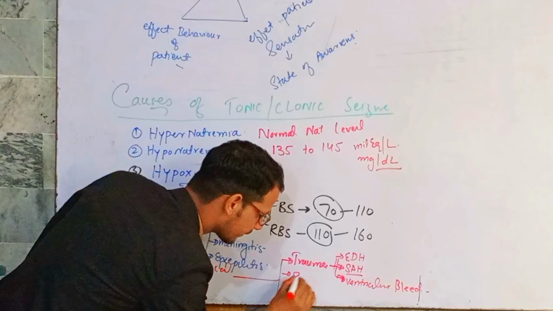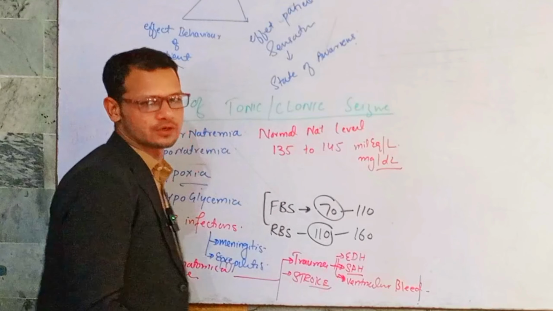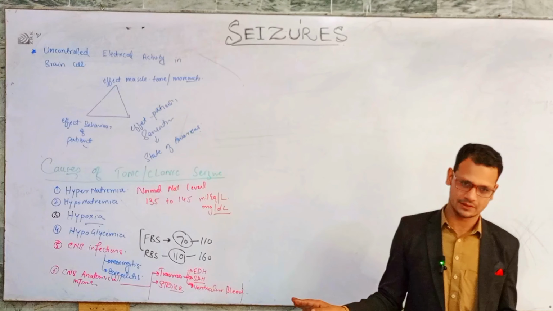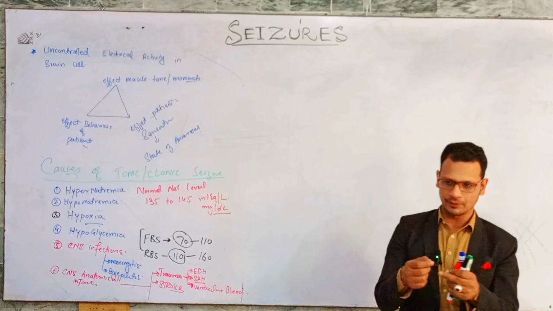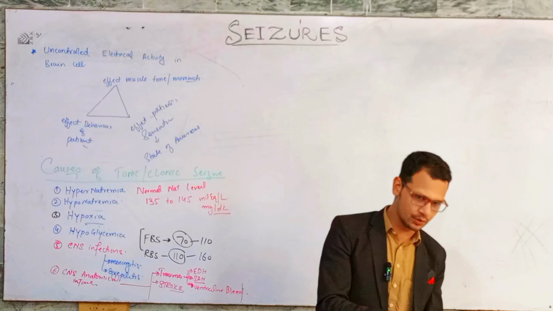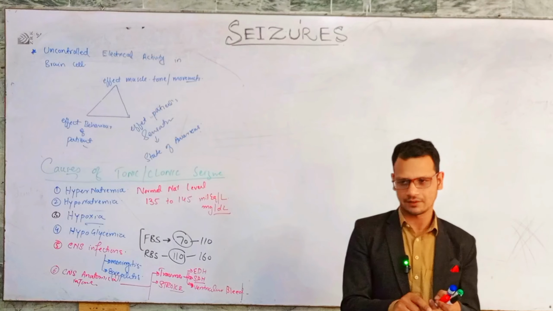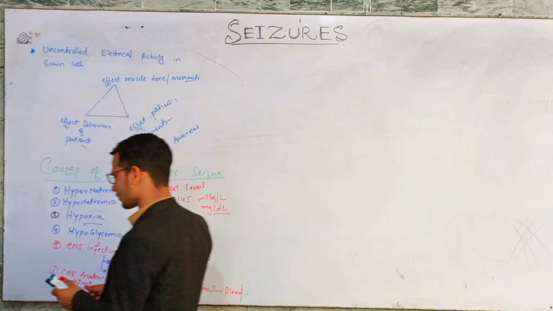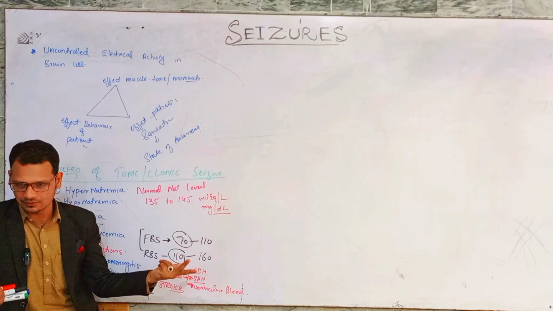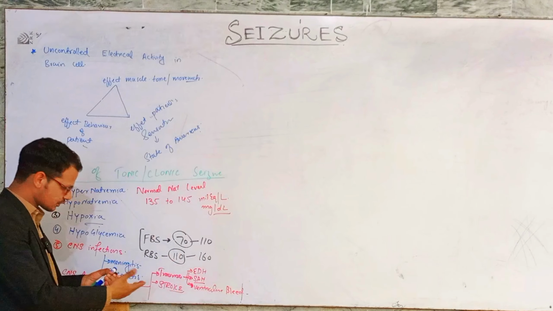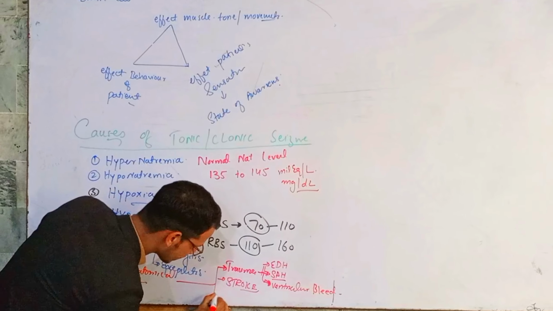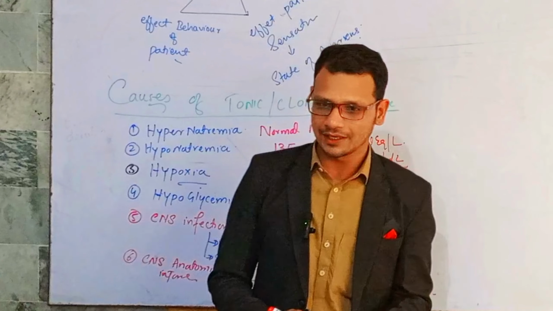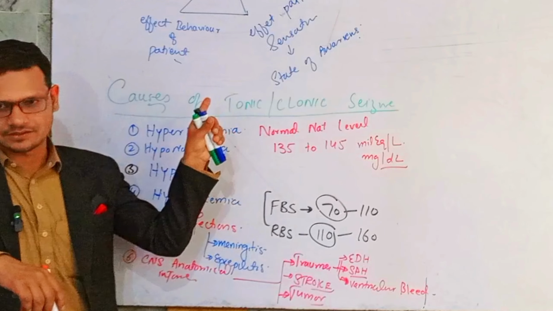The next is stroke. What is stroke? Simply it is called brain death. When brain cells are not getting enough oxygen, enough glucose, they will die or stop working. This is called stroke. Stroke can occur due to hypertension, due to ischemia. So stroke is also a cause of seizure. The next is tumor, meaning brain carcinoma, brain tumors, also responsible for causing seizures, right?